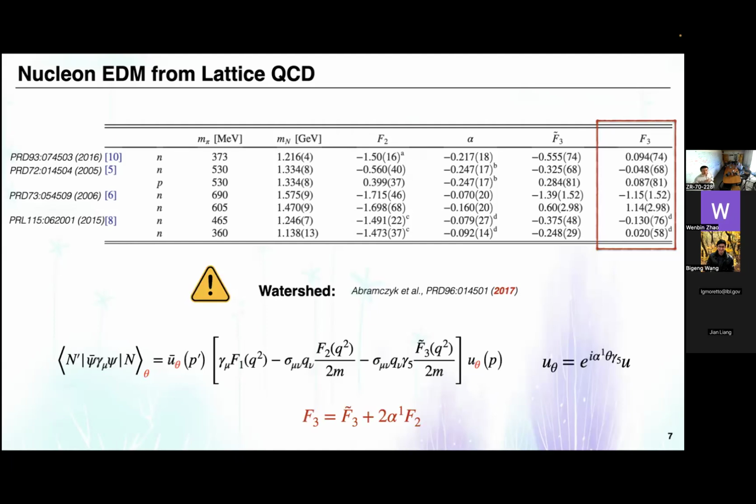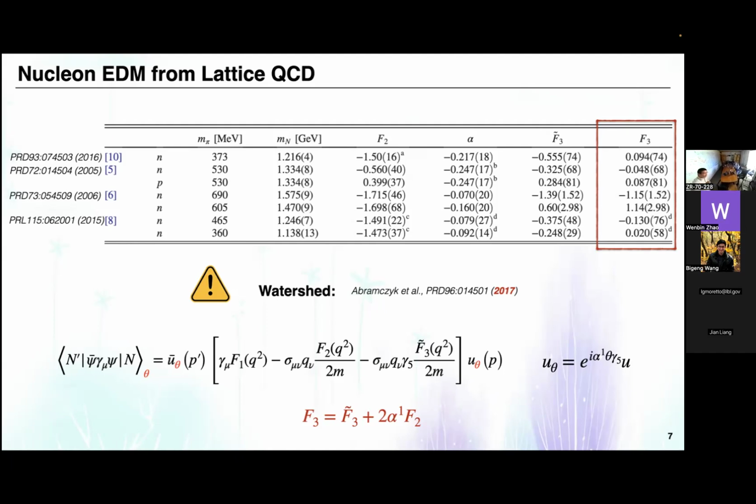But there was a watershed in 2017. People pointed out that there was a mistake in all the previous lattice calculations. The point is that when you try to extract such a matrix element under the theta vacuum, everything is CP-violating, because when you add the theta term into QCD, then QCD is not a CP-conserving theory. So in this sense, both the form factors and also the spinors should consider that CP-violating effect.